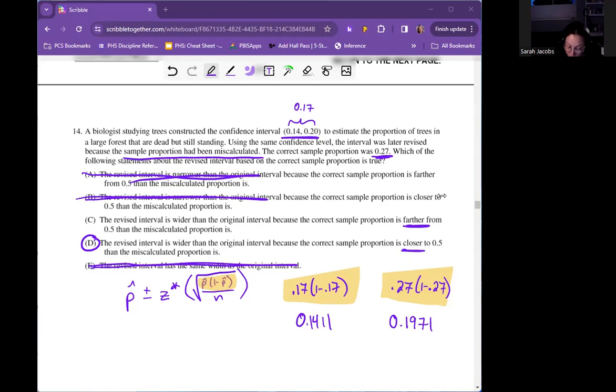This is also why 0.5 is our default. Having 0.5 as the sample proportion is the most neutral position, so it gives us the widest margin possible, all other things held constant. That's why we use 0.5 when we don't have the sample proportion. Okay, good.